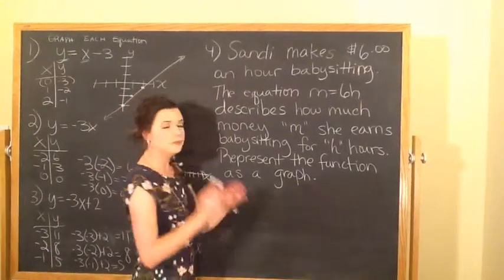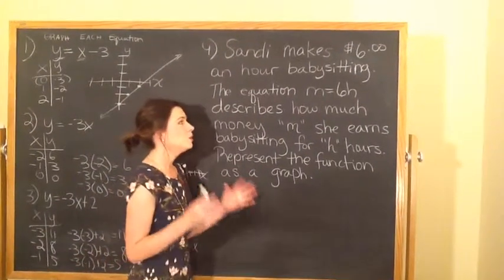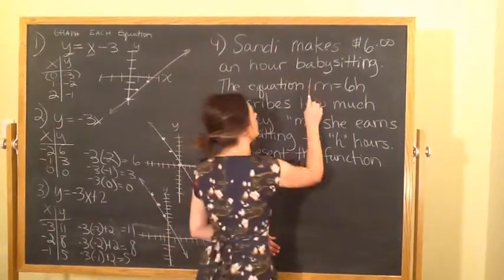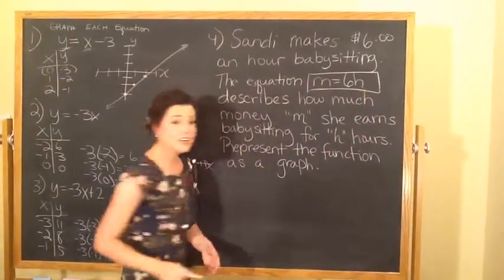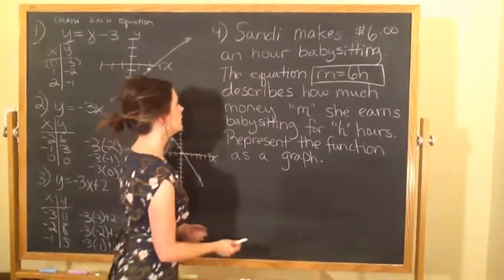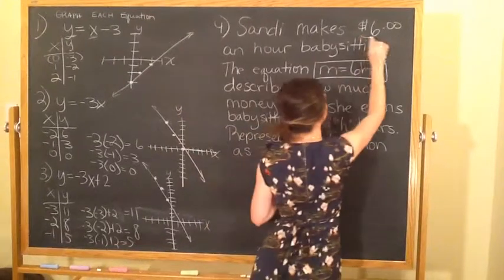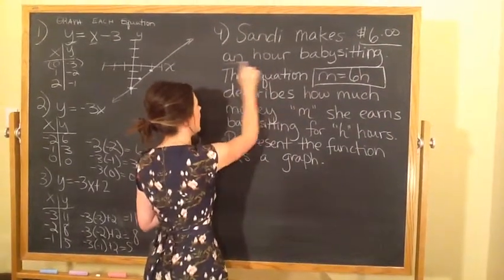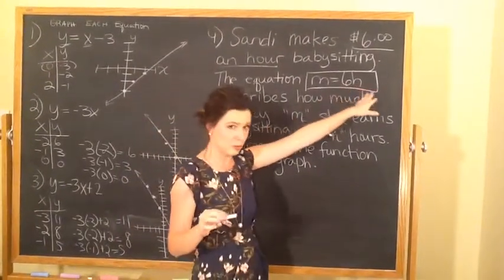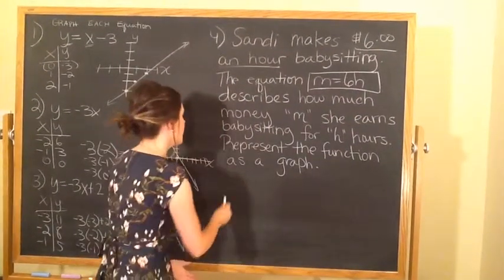First of all, don't panic when you get to a word problem. Look for an equation and look for some kind of clues that they give you. Here's the equation they gave us. We don't have to come up with it, which is good, one less step for us. Then they started off by saying $6 an hour. So that means each hour we're going to go up by $6, which is why we're multiplying. So we're going to go ahead and make a graph.